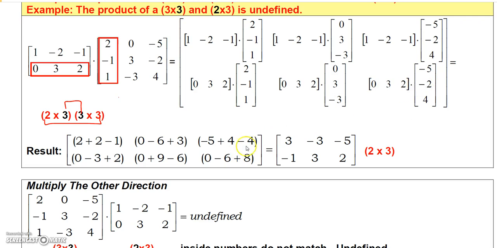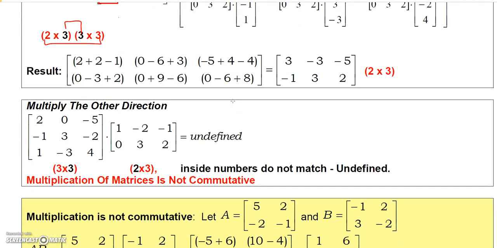3 times negative 2 is negative 6. And 2 times 4 is 8. So 0 minus 6 plus 8 is 2. And notice that this is the result of multiplying these two matrices together. So 3, negative 5 is the first row, negative 1, 3, 2 is the second row. And notice that the result is indeed the outside numbers, 2 by 3. So the size of this result is a 2 by 3 matrix.